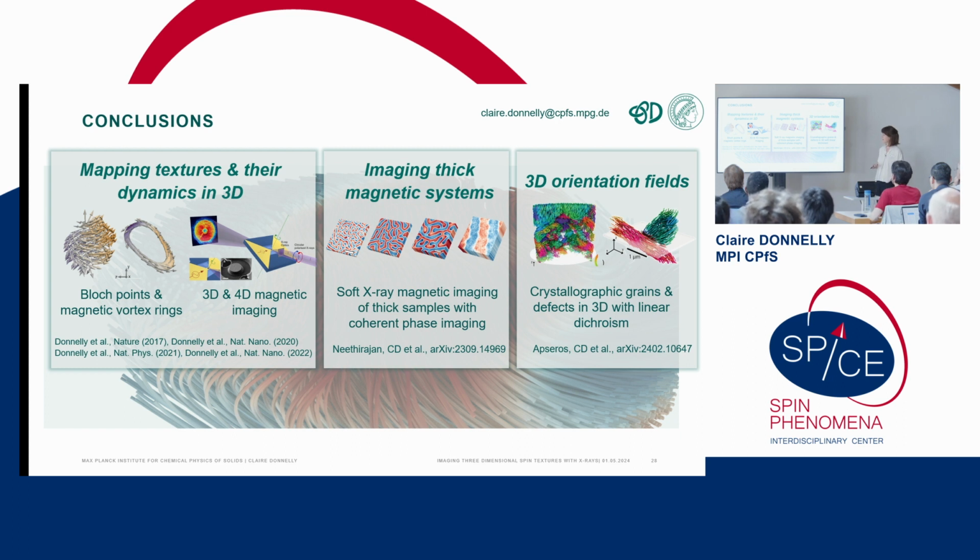Okay, so that's me. I hope I'm not too far over time. I've showed you a bit today about our state of the art in terms of capabilities, so we can image 3D magnetic configurations and their dynamics. We've established a new capability to image thick magnetic systems, including, of course, thick heliomagnetic systems that could potentially host these 3D textures. And we've now got a new capability to image 3D orientation fields. And I think we have a lot to look forward to.